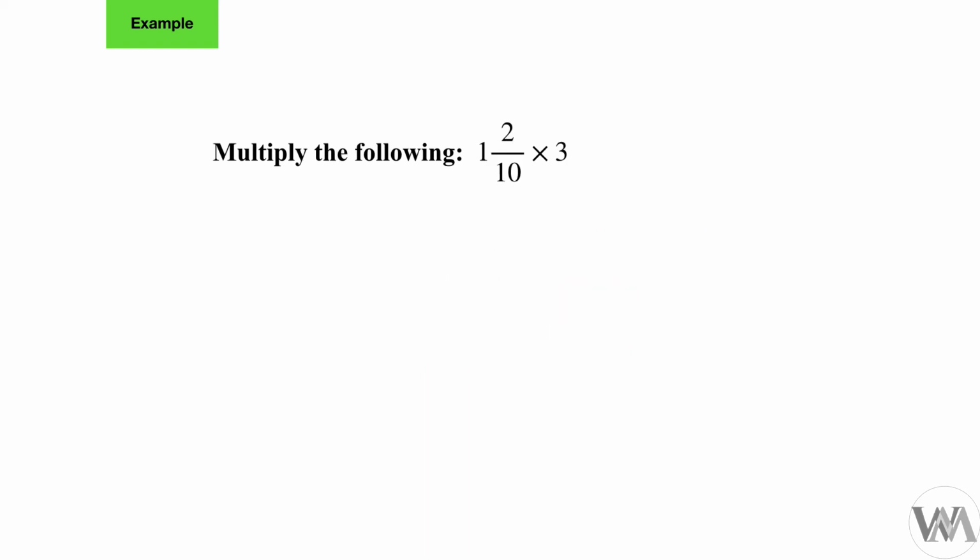My final example is to multiply 1 and 2 over 10 times 3. So here we have a mixed number multiplied by a whole number. Here we first are going to convert the mixed number to an improper fraction. Then convert the whole number to a fraction as well. So we're going to get 12 over 10 times 3 over 1.